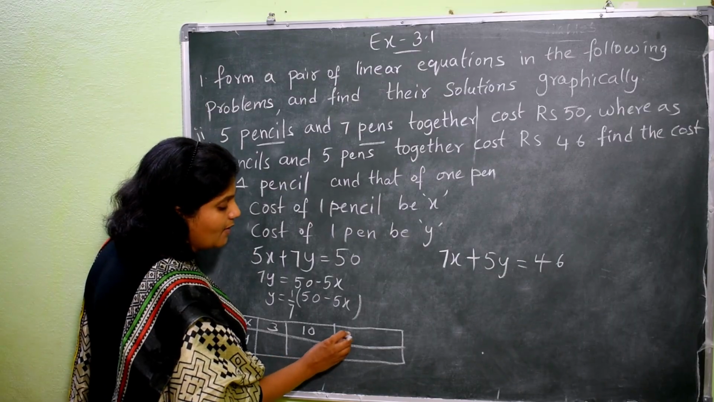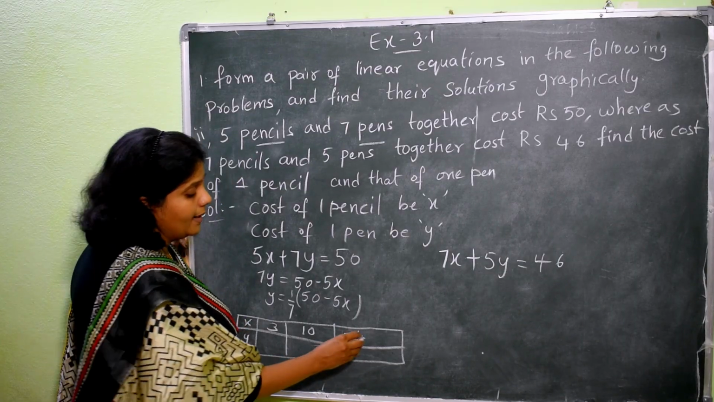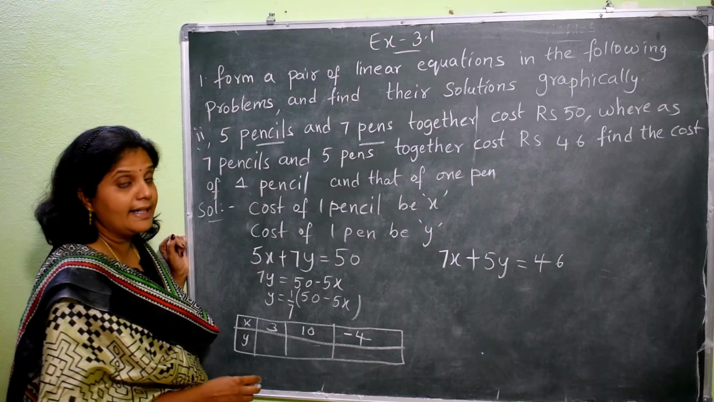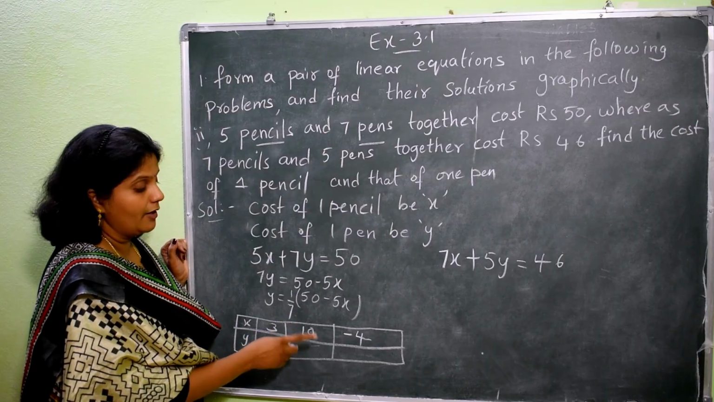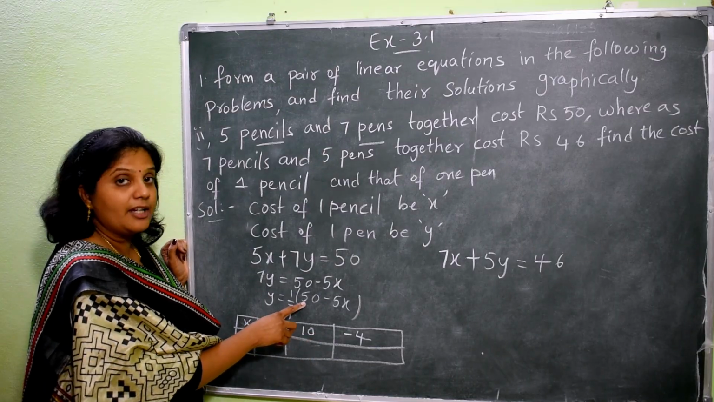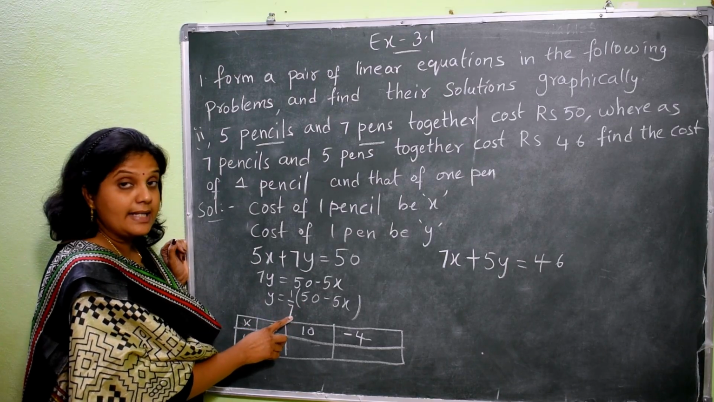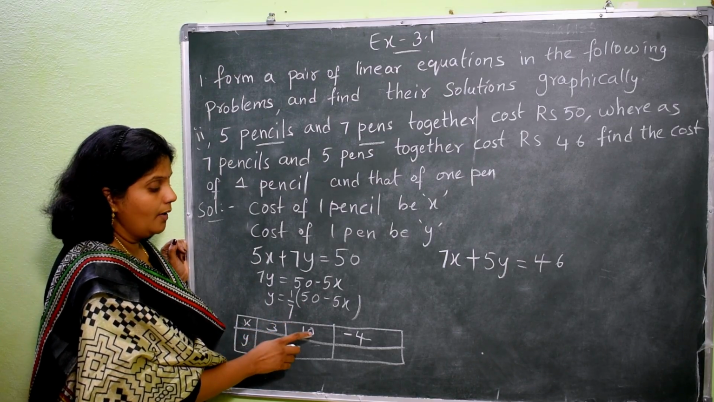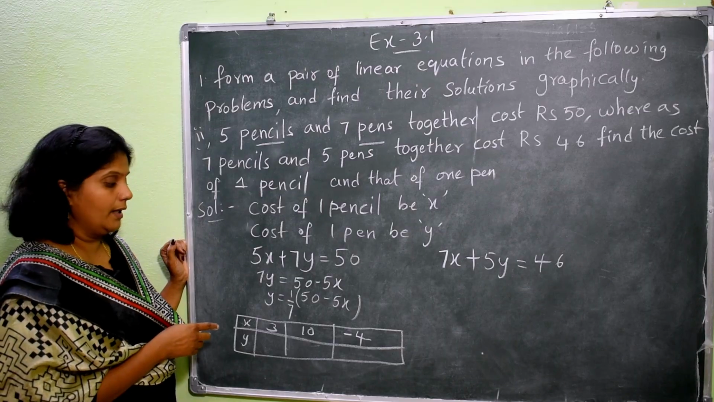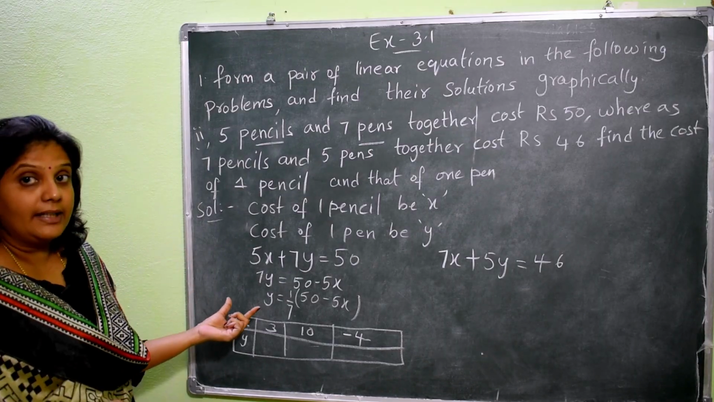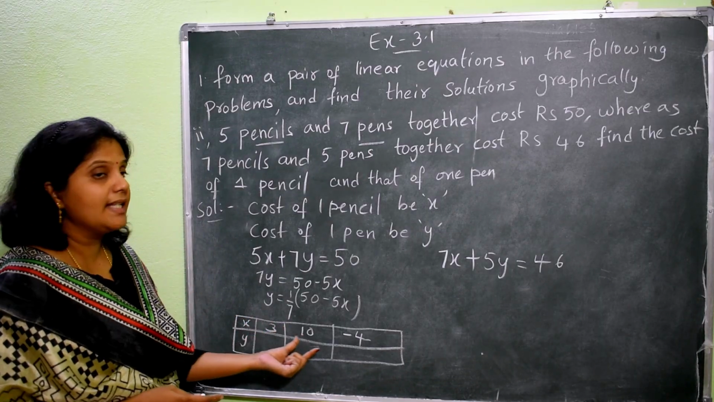So let us take the x value as minus 4. So minus 4, what will we get here? Minus into minus is plus. 5 4s are 20. 20 plus 50, how much? 70. So 70 by 7 is 10. So here we are getting the whole number. So for getting the whole number, I am choosing these values.